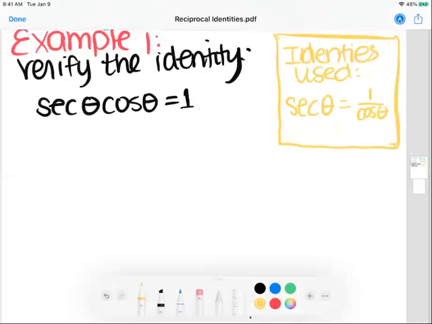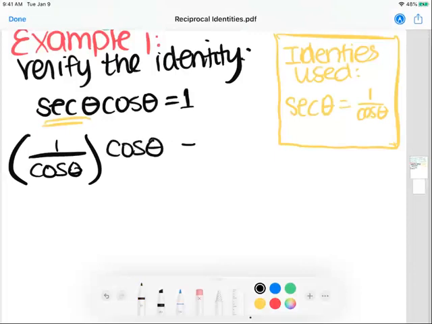Okay, so secant of theta, back to the problem, times cosine of theta equals 1. So I'm simplifying the complex side using my identity that I wrote there in my box. So instead of secant of theta, I can interchange this. I can replace this with 1 over cosine theta. So 1 over cosine of theta times cosine of theta equals 1.